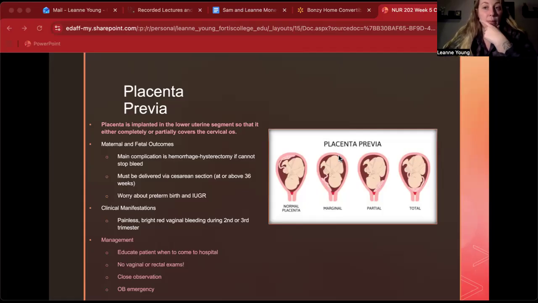We need to observe these moms closely. Once a placenta previa is diagnosed, these moms are seen on a weekly basis because we need to do repeat ultrasounds to make sure everything is progressing correctly. And they're being monitored very closely. A placenta previa is an OB emergency. If a mom comes in who has one, odds are, and she's in labor, we need to go back for a C-section pretty rapidly.